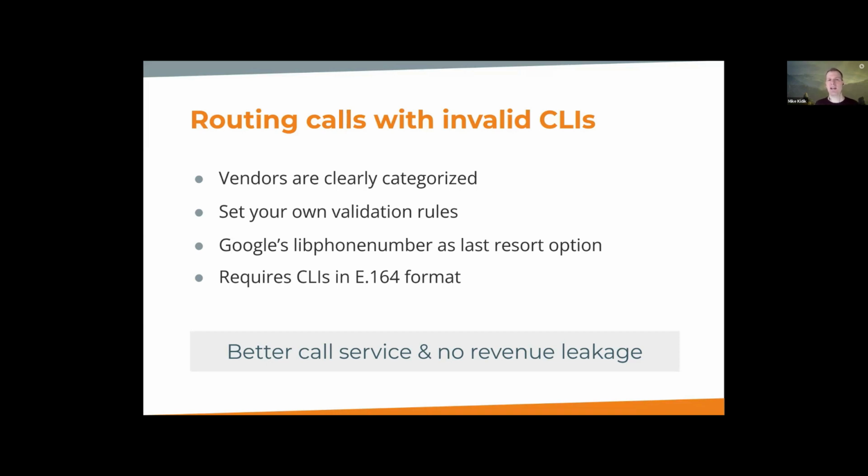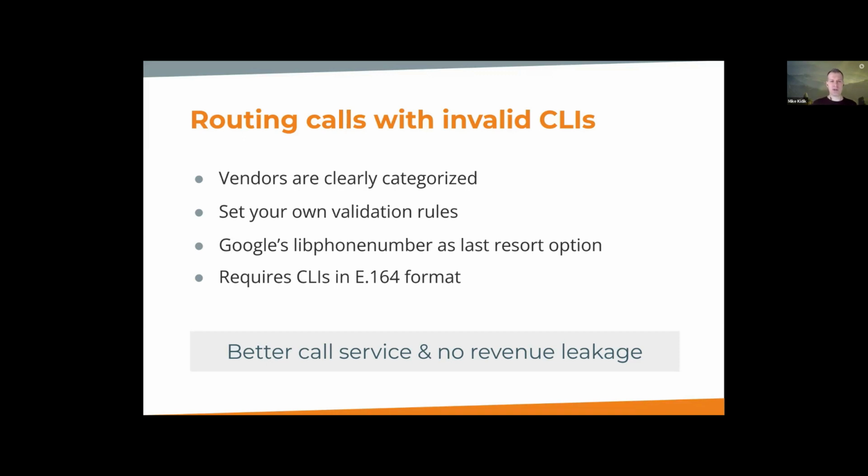It would check the CLI. If the CLI is valid, no problem. The call is routed just like it's routed these days. I mean, all the other functionality for call routing kicks in. But if the system detects that the CLI is invalid or it's missing, it would check vendors, and it would use only those vendors who basically don't care about the CLI. And those vendors that you explicitly marked as accepting valid CLIs only, those vendors would be skipped.